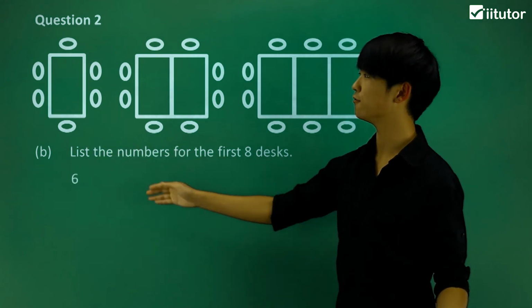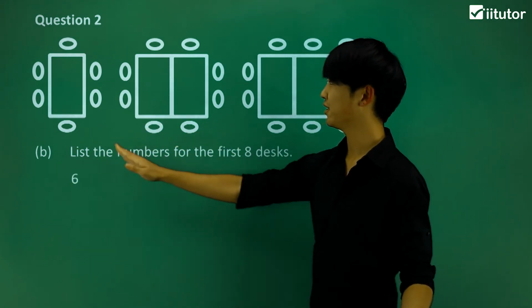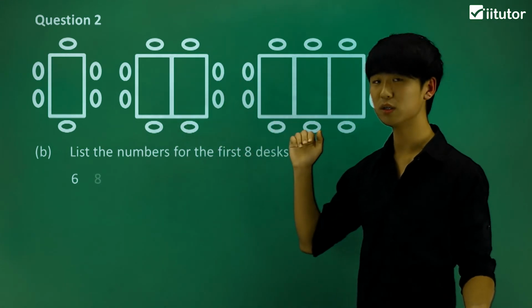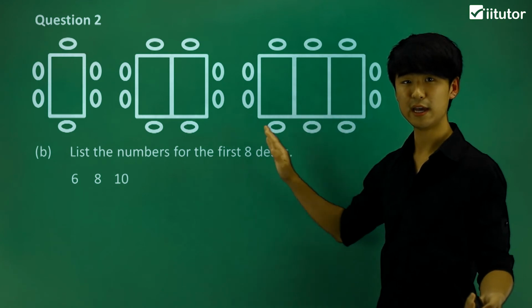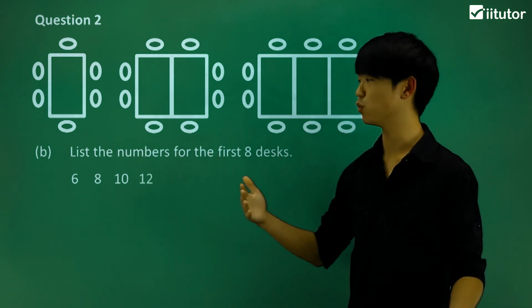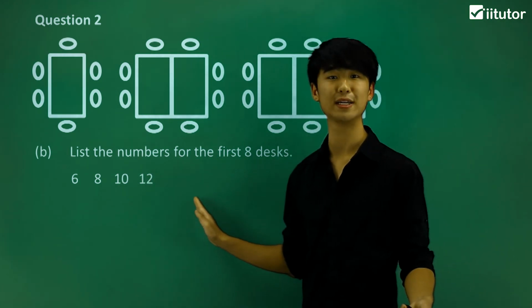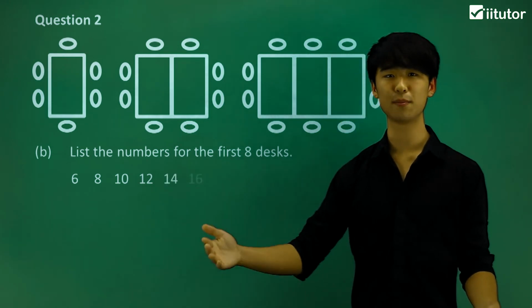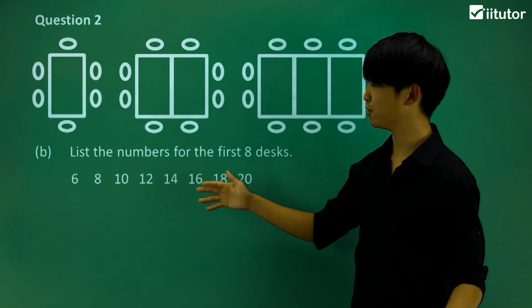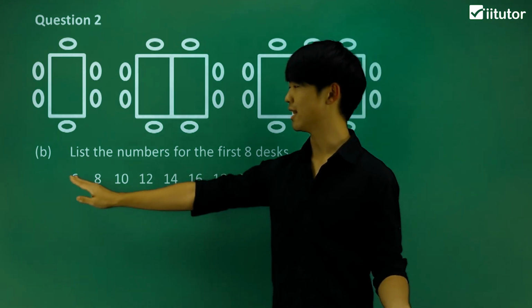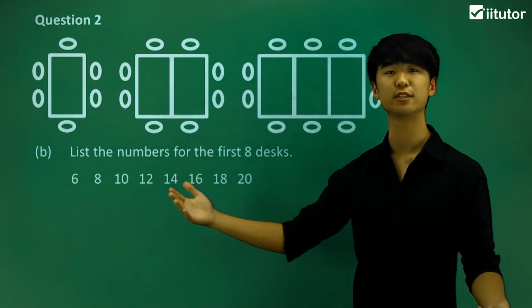Okay, well we know the first one is 6 if we just count it. And the second one, I want you to count it as well, it's just 8. And this one for 3 desks is 10. And for 4 desks, we found in part A is 12. Okay, we can see it just goes up by 2 is the pattern. I'm just going to keep going up by 2 until we have 8 of these numbers. Okay, so the numbers for the first 8 desks have 6 students, 8 students, 10 students, and so on.